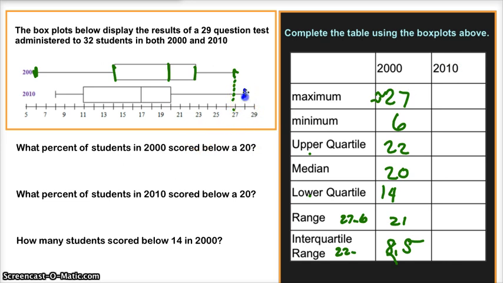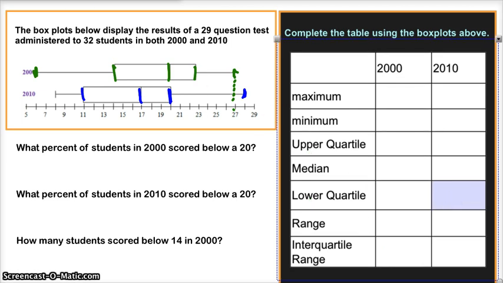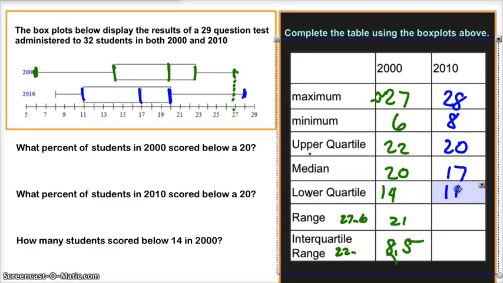Now I want us to go through the same thing and do it for 2010. Well, in 2010, the maximum appears to be 28. The minimum is 8. The upper quartile is 20. The lower quartile, or I'm sorry, the median is 17. The lower quartile is 11. The range is the highest value, which is the 28, minus the lowest value, which is the 8, so it's 20. And then the interquartile range is the upper quartile minus the lower quartile, so that's 9. So that's our summary for both of them.